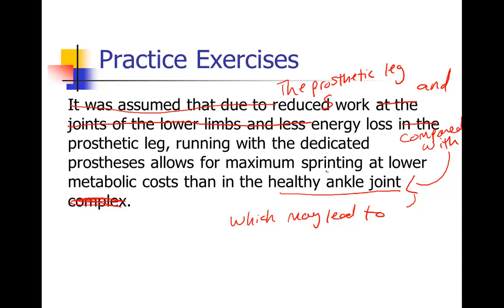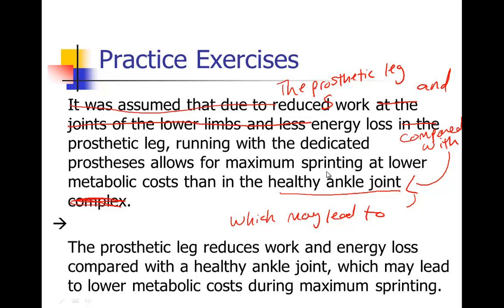And I'm just going to go ahead and show you the rewrite here rather than scribbling it all on the screen. So the prosthetic leg reduces work and energy loss compared to the healthy ankle joint, and that in turn may lead to lower metabolic costs, or that's the authors' assumption, what they think, may lead to lower metabolic costs during maximum sprinting. So notice I was able to get rid of the repeat of the word prosthesis there. I was able to get rid of a lot of extra words as well, and hopefully capturing the essence of what they were trying to say in a very concise and direct way.